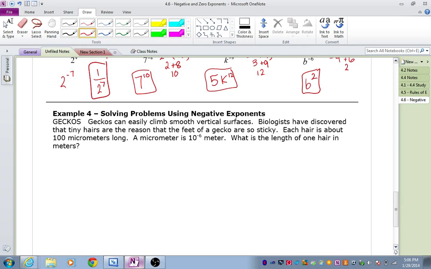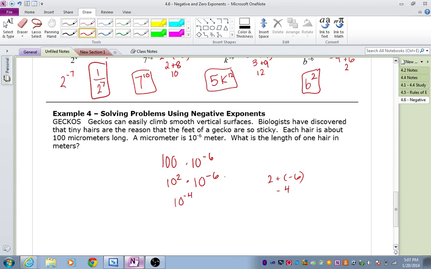So if we know each micrometer is this many meters long, and we have 100 of them, we can say 100 times 10 to the negative 6, and we can use our power products property here because 100 is really 10 squared. So we're saying 10 squared times 10 to the negative 6. Same base, add the exponents. 2 plus negative 6 is a negative 4. So we get 10 to the negative 4th power.